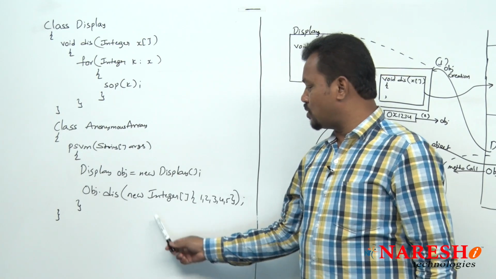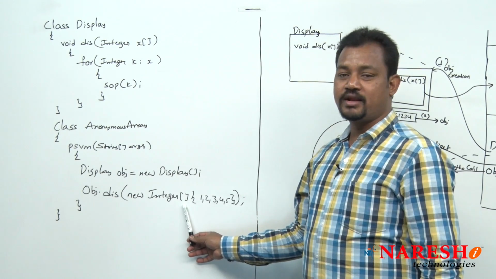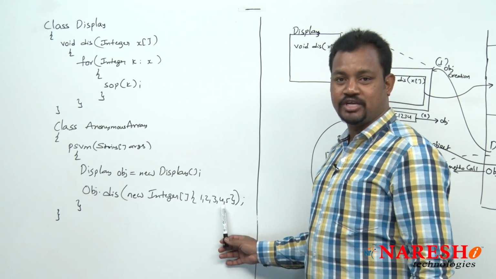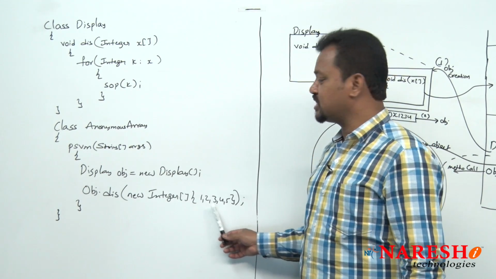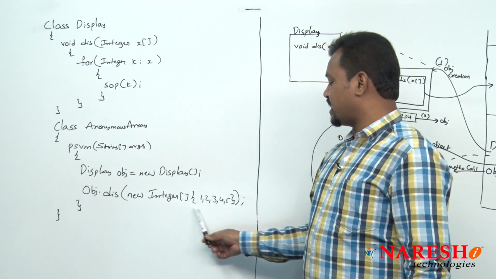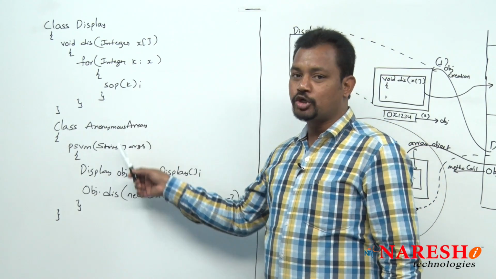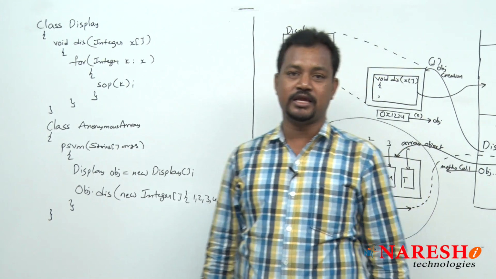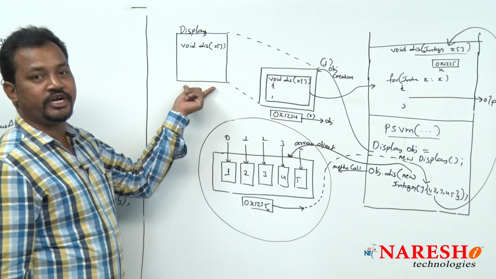In the programming code, I am declaring it as new integer array operator and passing 5 elements here. This kind of syntax we are calling the anonymous array syntax. I am passing this anonymous array as a parameter to the method while making the method call. I am trying to show this concept diagrammatically here. In the process of showing it diagrammatically, I am creating an object for the display class.